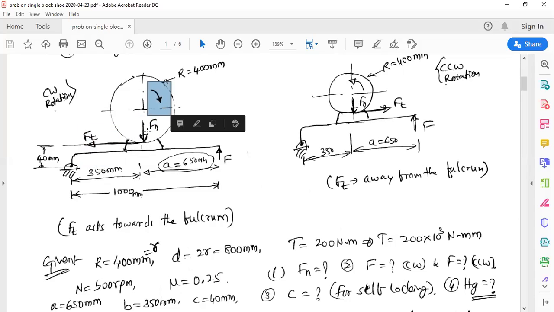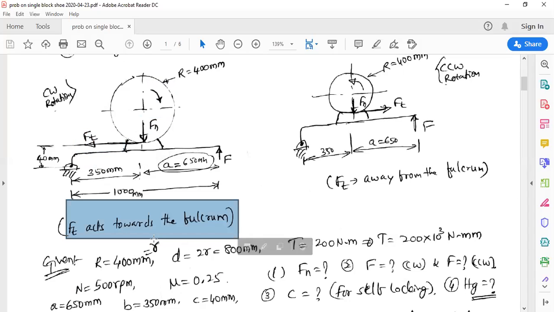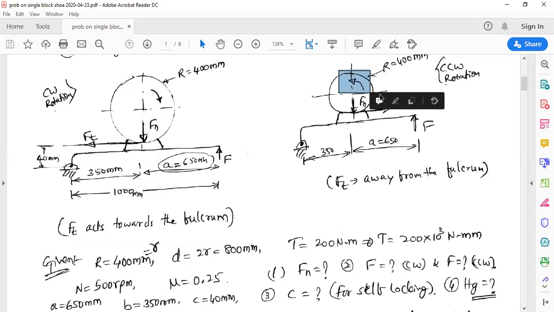So now here the direction of rotation of the drum is clockwise, hence the line of action of Ft is to be shown towards the fulcrum point. So Ft acts towards the fulcrum point here. And with respect to the counterclockwise rotation that we can see here, as per the direction of rotation itself, the Ft is to be indicated. So now Ft is acting away from the fulcrum point or pivot point.